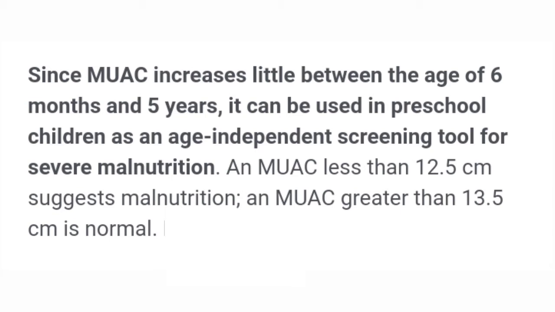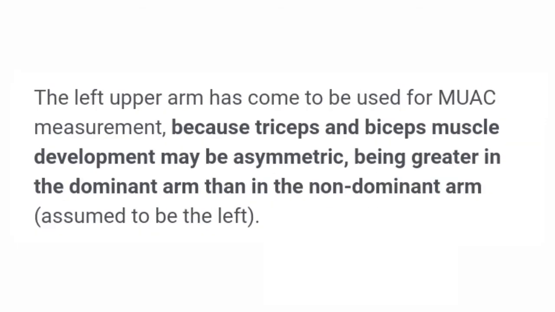MUAC less than 12.5 centimeters suggests malnutrition, and less than 11.5 suggests severe acute malnutrition. Now MUAC is used mainly on the left arm. The reason is that triceps and biceps muscles developmentally may be asymmetrical, being greater in the dominant arm than in the non-dominant arm. So the dominant arm is assumed to be the right, and the protocol is to go for the left arm for measurement of MUAC.